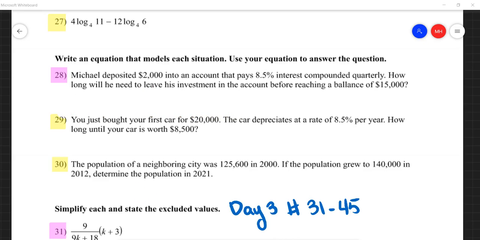So last section. Word problems. It says write an equation that models each situation. Use your equation to answer the question. 28 says Michael deposited $2,000 into an account that pays 8.5% interest compounded quarterly. How long will he need to leave his investment in the account before reaching a balance of $15,000? So this is compound interest.